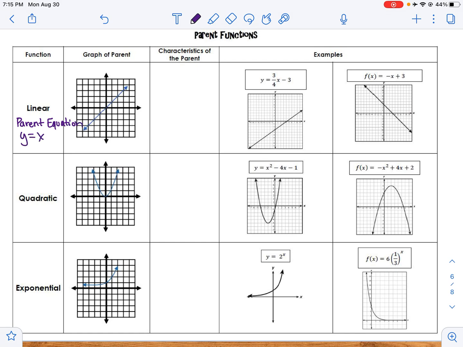Okay, a few characteristics about the graph of the parent function y equals x is that it is increasing. It has a positive slope. It goes through the origin, which means that its x and y intercept are 0, 0.